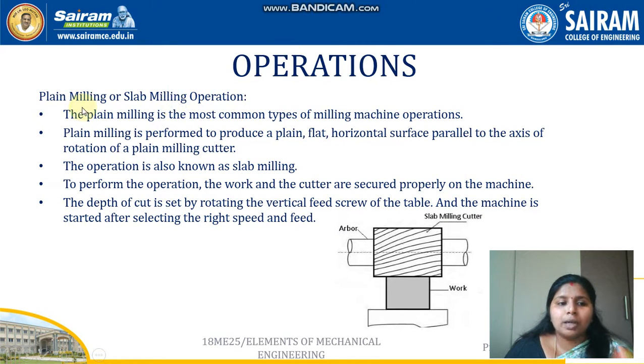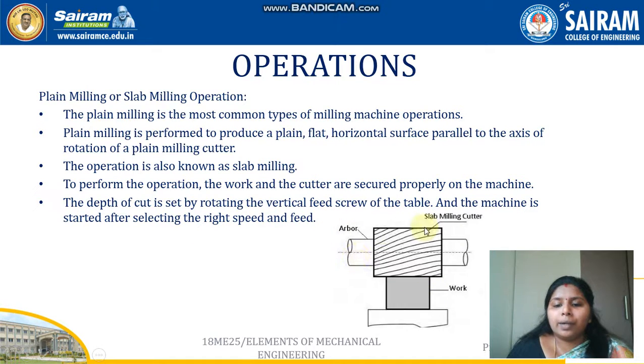The first one is plain milling, or slab milling operation. This is the most common type of milling machine operation. It is performed to produce a plain flat horizontal surface parallel to the axis of rotation of a plain milling cutter. The operation is also known as slab milling. To perform the operation, the work and the cutter are secured properly in the machine. The depth of the cut is set by rotating the vertical feed of the table, and the machine is started after selecting the right feed and speed.